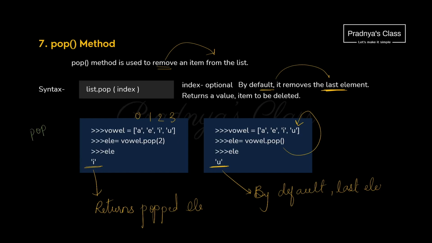Pop will return the deleted element. We can print it. This index is optional. If you do not mention anything, the last element will get deleted. So keep this pop method in mind. We are going to use it in class 12 too.